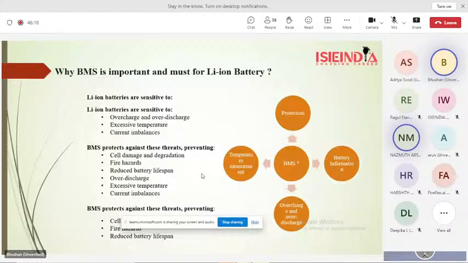Also, battery state of charge and state of health are very important. We need to know how much charge there is in the battery while you are riding or anywhere else. If you do not know how much charge is present, that will lead to your vehicle stopping in the middle of the road. So we need to know the state of health and state of charge at all times.